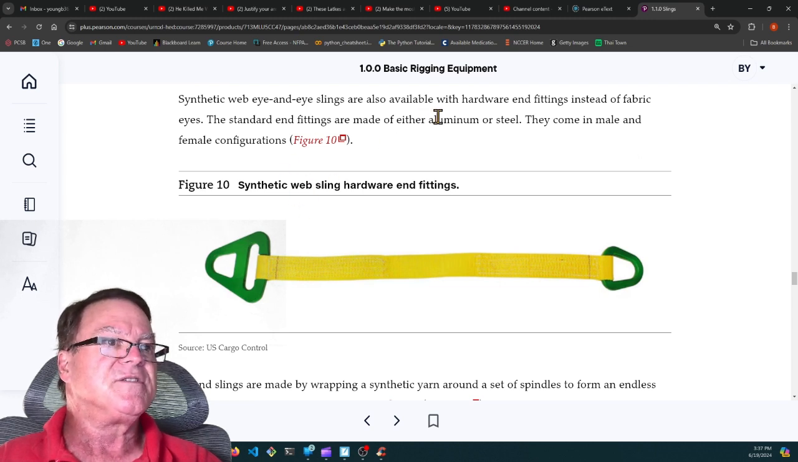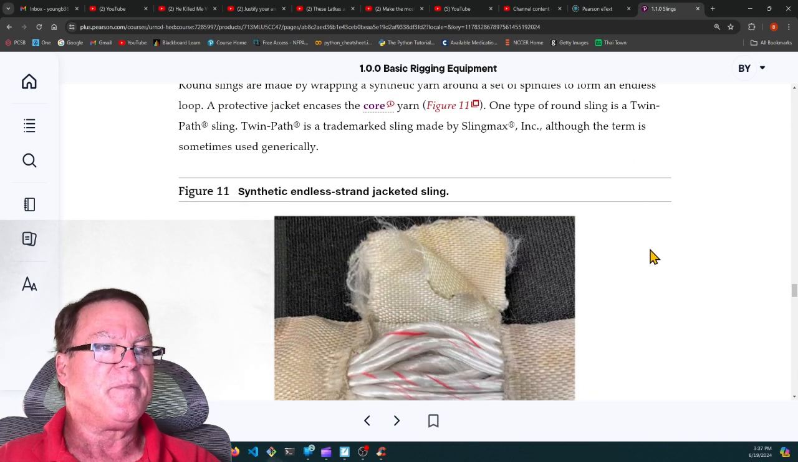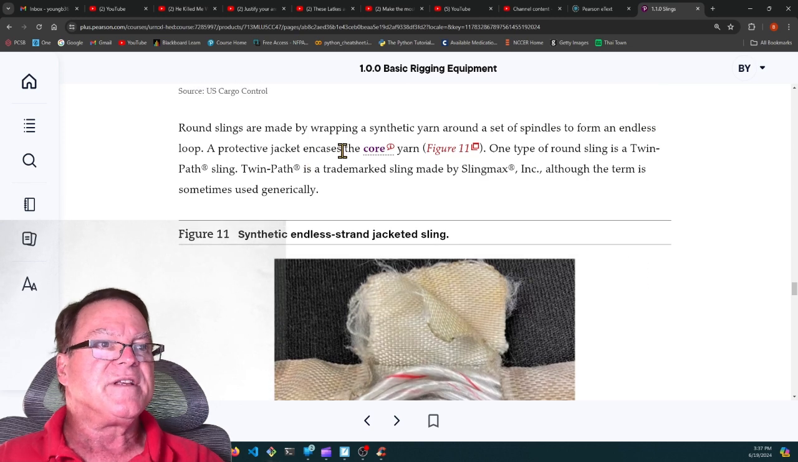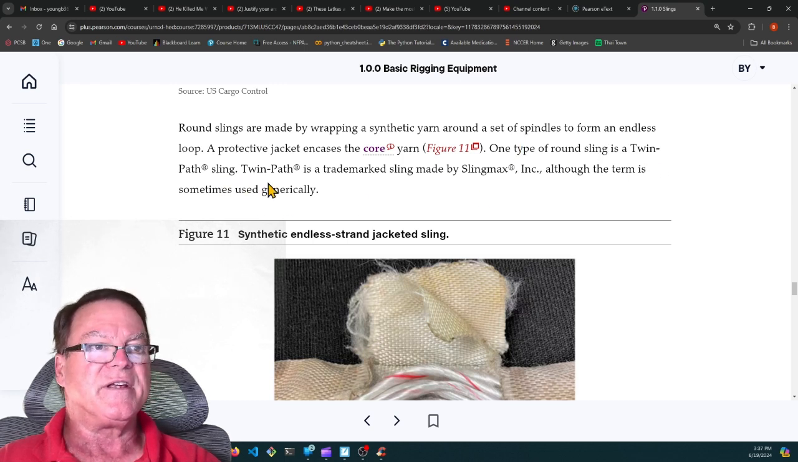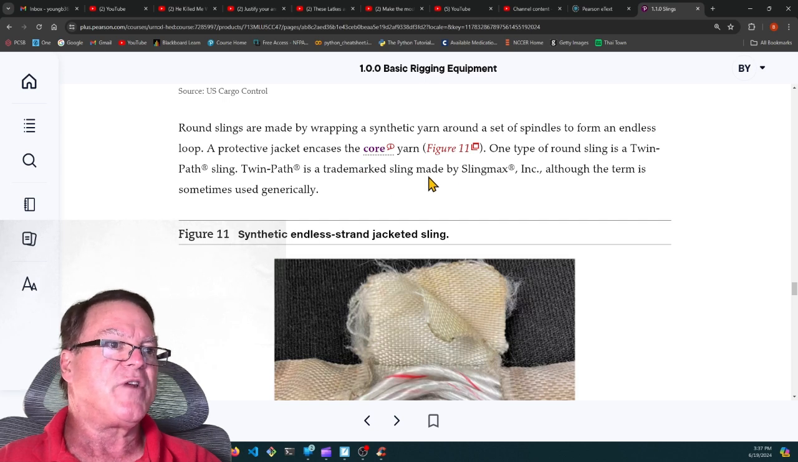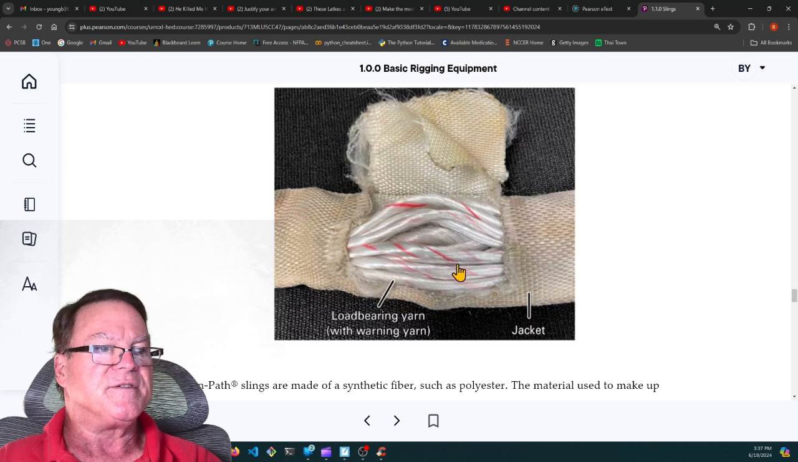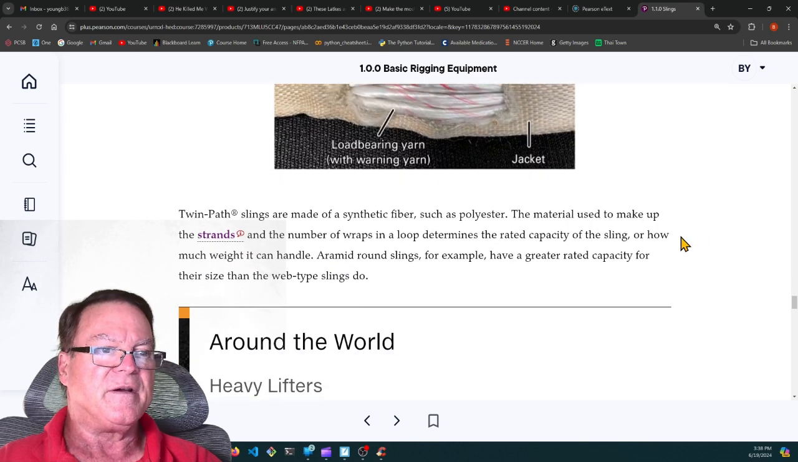Synthetic web eye slings are also available with hardware end fittings instead of fabric eyes, like this one. Round slings are made by wrapping a synthetic yarn around a set of spindles to form an endless loop. A protective jacket encases the core yarn. One type of round sling is the twin path sling. Twin path sling is a trademark sling by Slingmax. And here's an example of that.